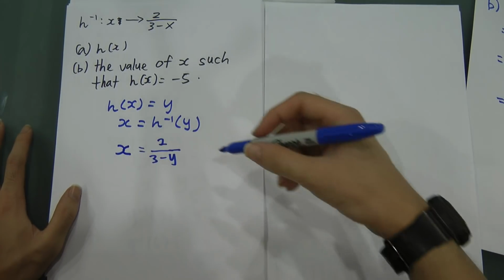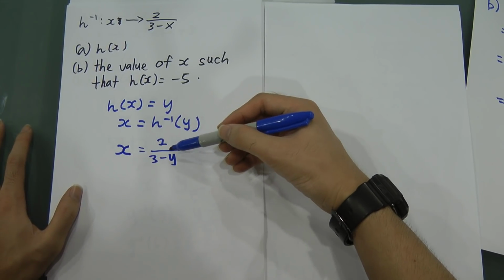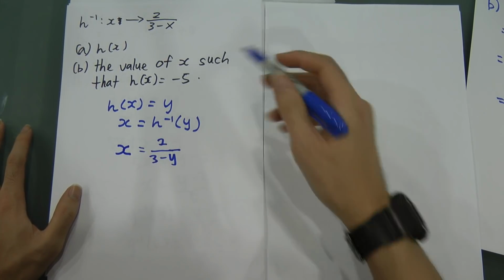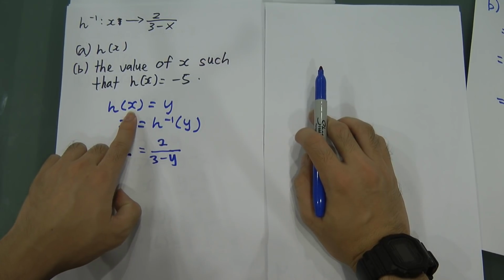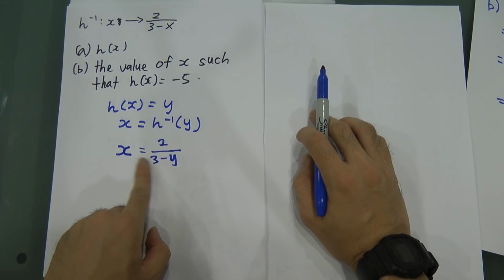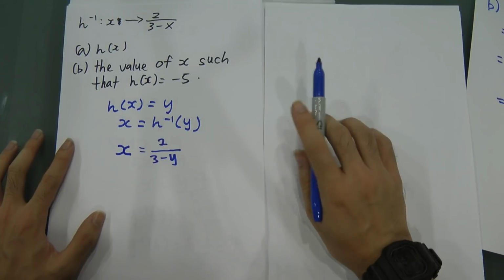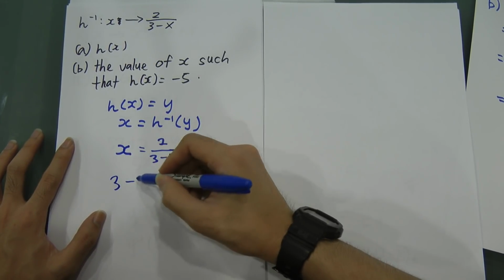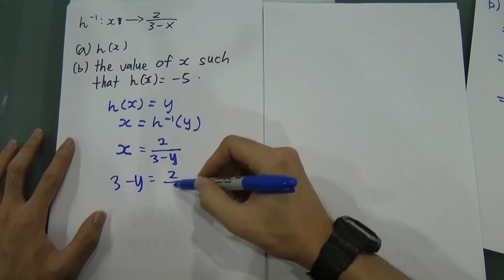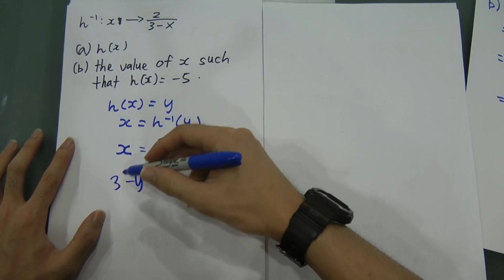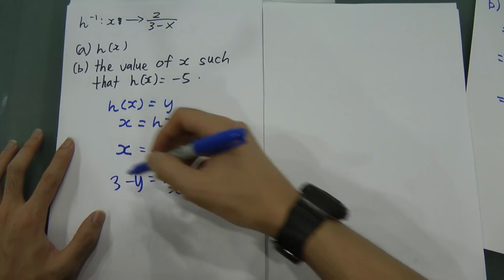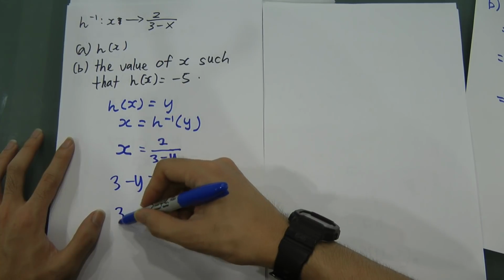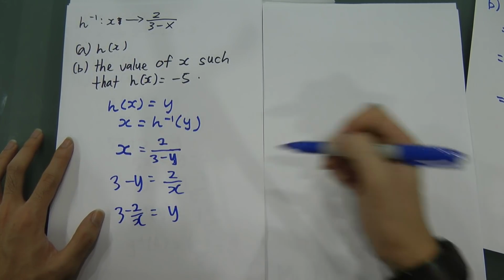Okay, because now our objective is to get y. Because when we got y, we can get back the h(x). See, y equal to h(x). So we want to put y in terms of x. So I just, the whole thing change place with the x. So 3 minus y will equal to 2 over x. Therefore, I move the negative y to this side, move this one to another side. So y will equal to 3 minus 2 over x.